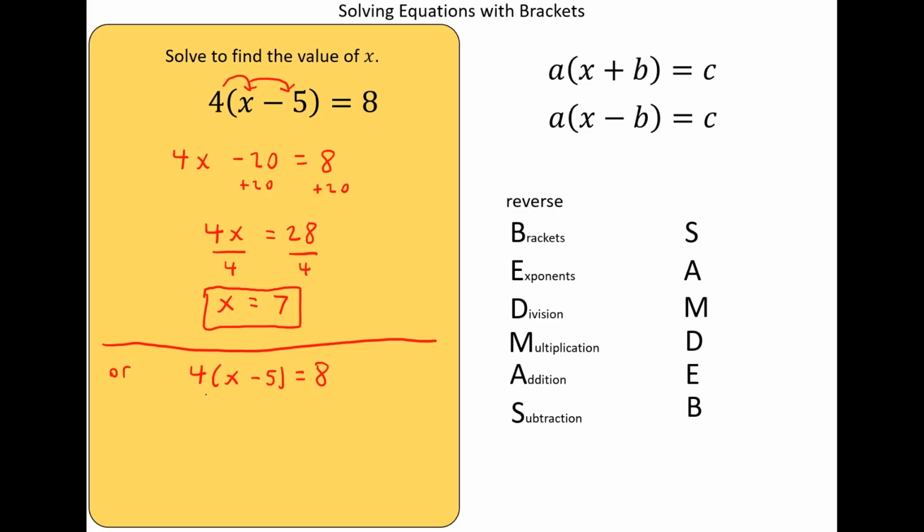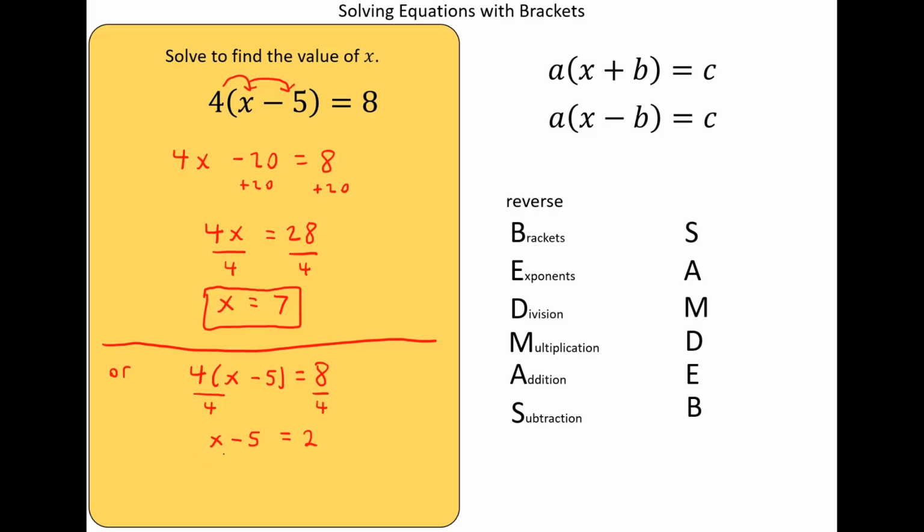So right now, because I have 4 multiplying by what's inside the bracket, I want to do the opposite and divide by 4. Now I have 4 divided by 4, which is just 1, but what I do to the left side, I have to do to the right side. So on the right side, I got 8 divided by 4. Now, because 4 divided by 4 is 1, I'm just going to get x minus 5 on the left side. And on the right side, I get 8 divided by 4, which is just going to be 2. So I have x minus 5 equals 2.